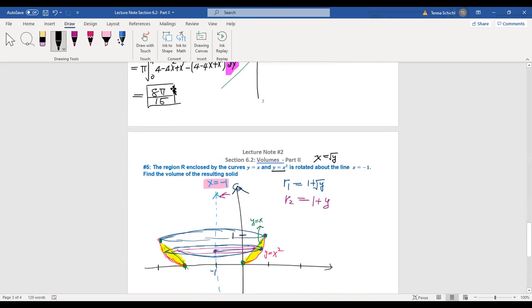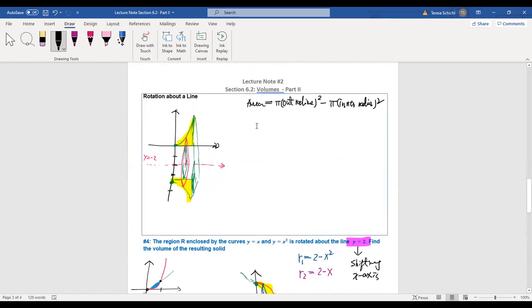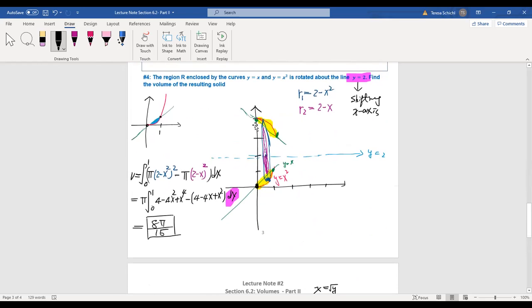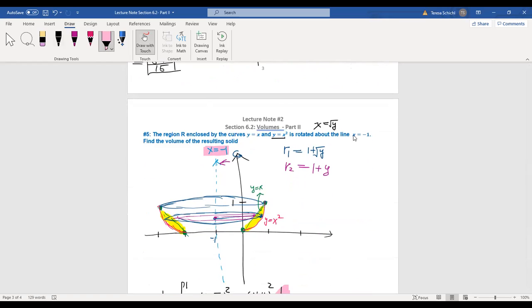All right, so that will be this video. It's a pretty simple concept, right? So when you're rotating about the lines here, it is better to try to graph it. Like I say, if it's rotating about a line like y equals some constant, you are just shifting the x-axis here. And if you are rotating about the line x equals some value here, you are just shifting the y-axis, correct? So you are still integrating with respect to y.